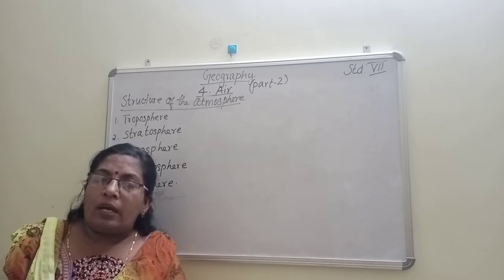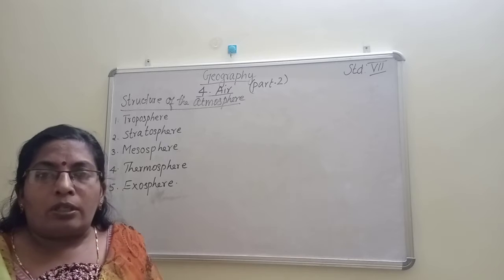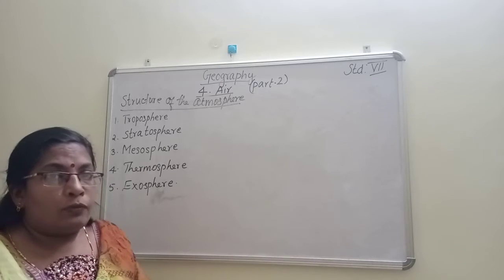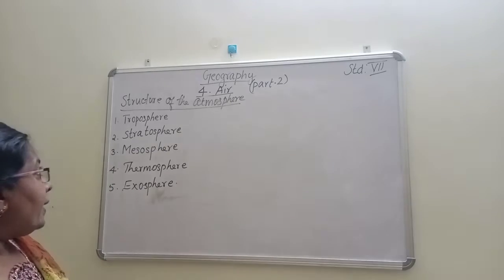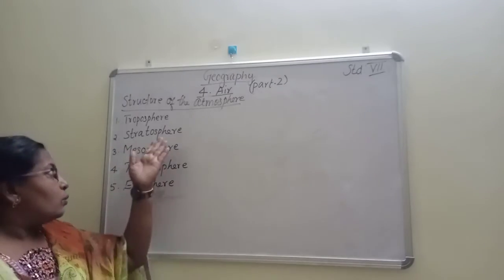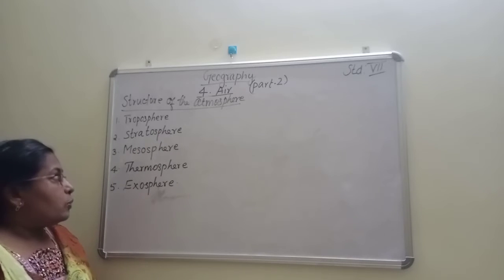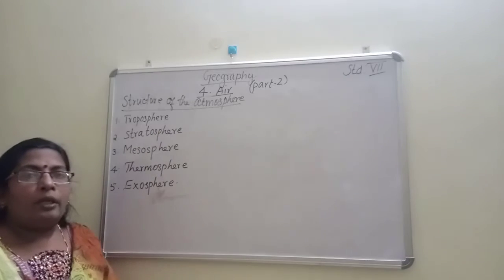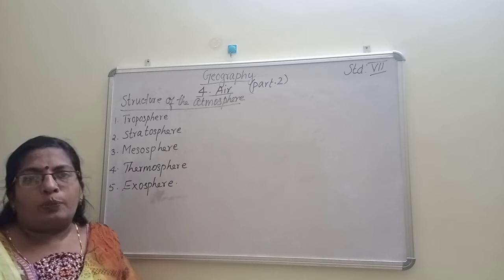Sometimes the question will come like this: what are the structure of the atmosphere? You can write the layers of the atmosphere are troposphere, stratosphere, mesosphere, thermosphere and exosphere.